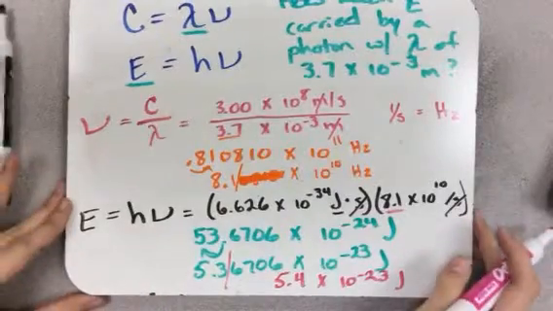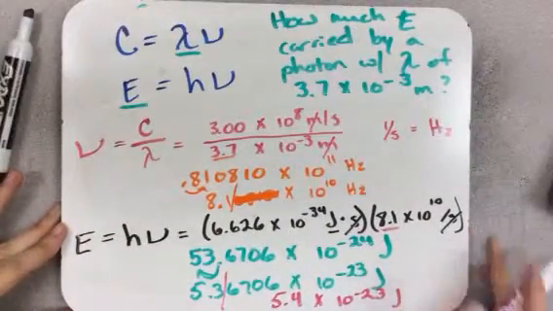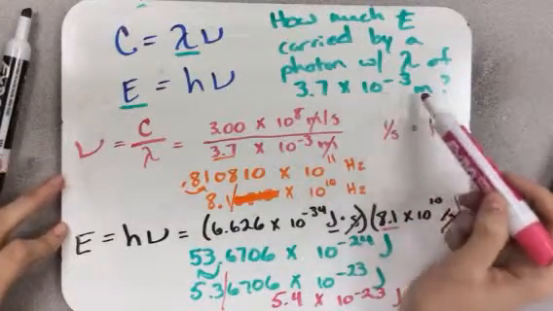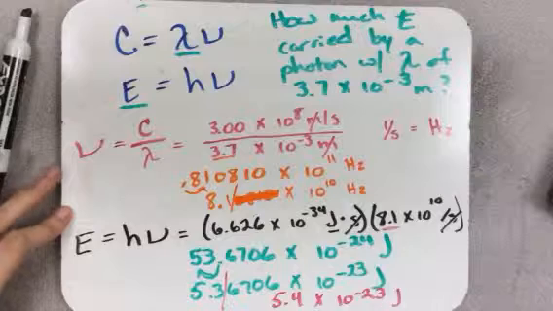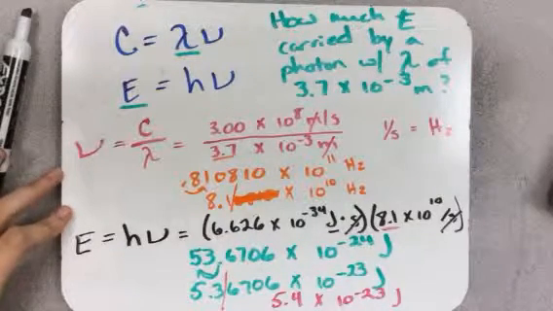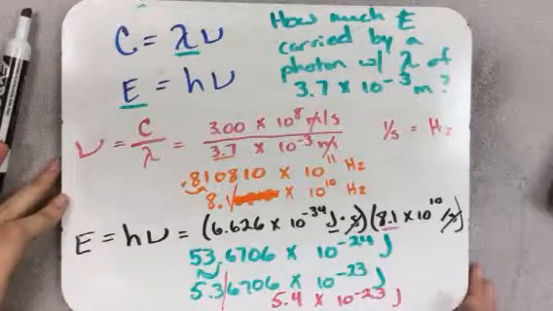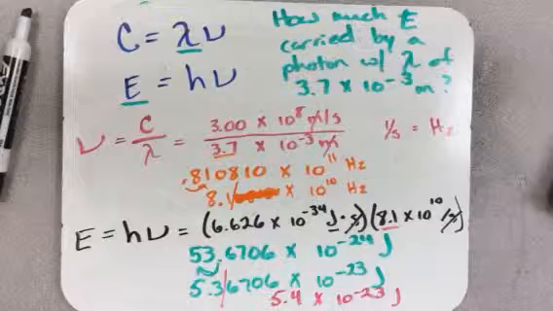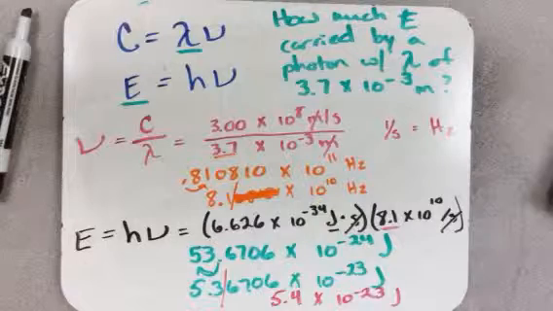So now you know that a photon that has a wavelength of 3.7 times 10 to the negative 3 meters has energy of 5.4 times 10 to the negative 23 joules. Okay, make sure that you can do problems like this one. Feel free to try out some of the practice problems that I've listed for you to try, and come to class ready to ask any questions.